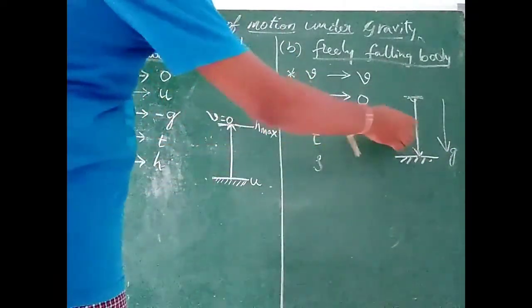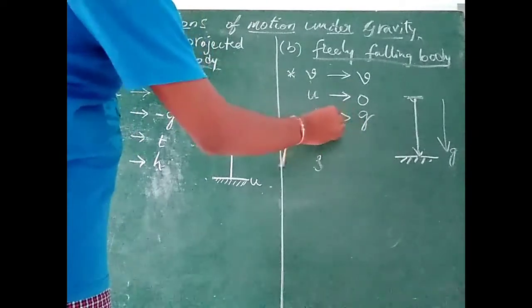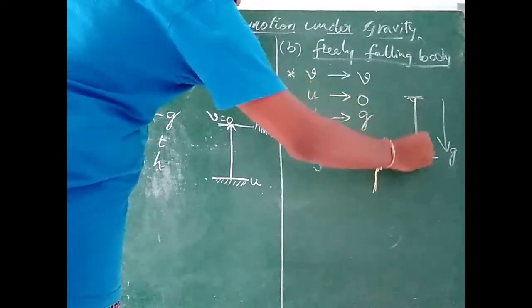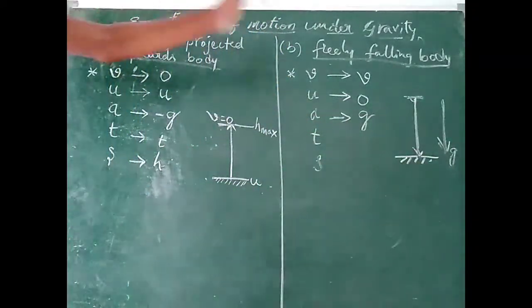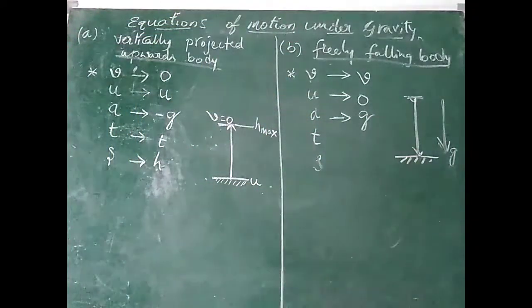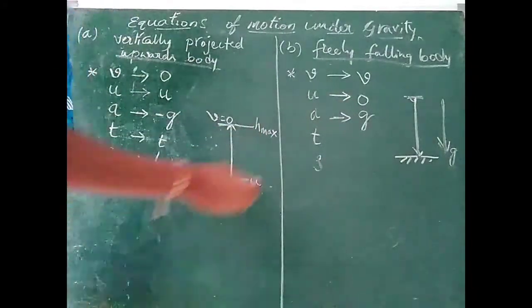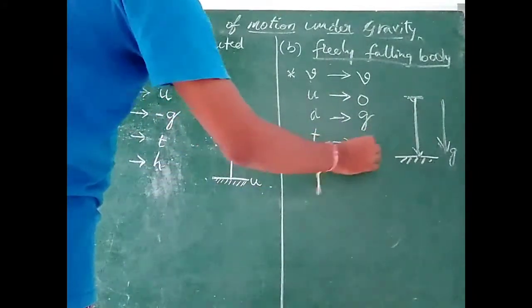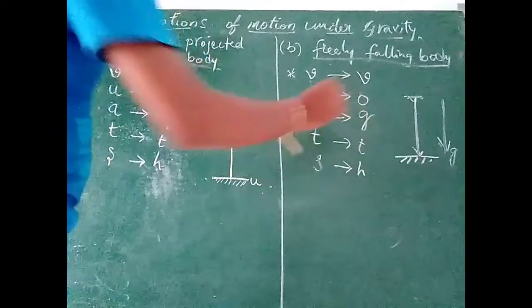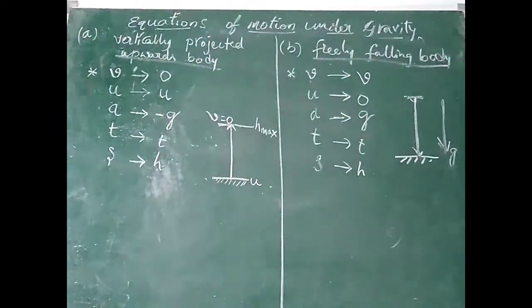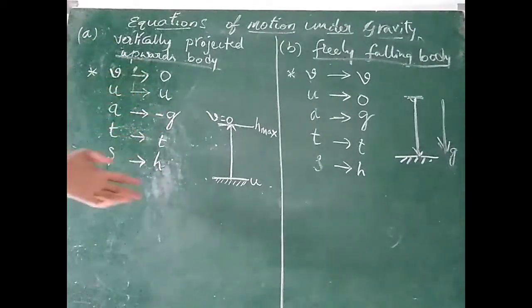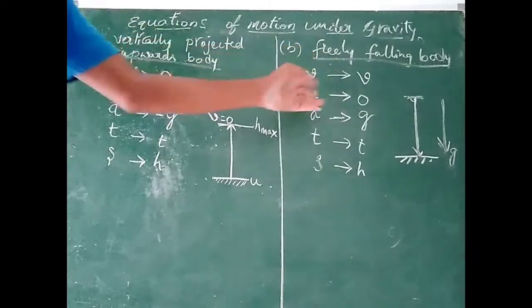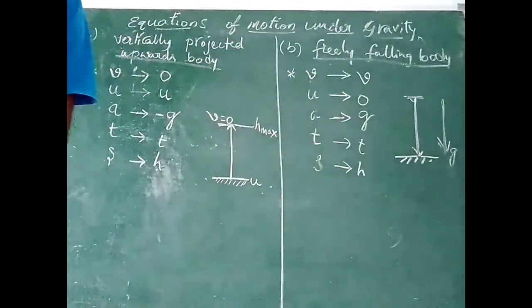So a becomes plus g, because the body is moving in the same direction as the acceleration due to gravity. So here the direction of acceleration due to gravity and the body's direction of motion are both the same. So a is plus g, t is t, and s becomes h. You have to understand this. In this case, v0, u, a minus g, t, t, s, h.